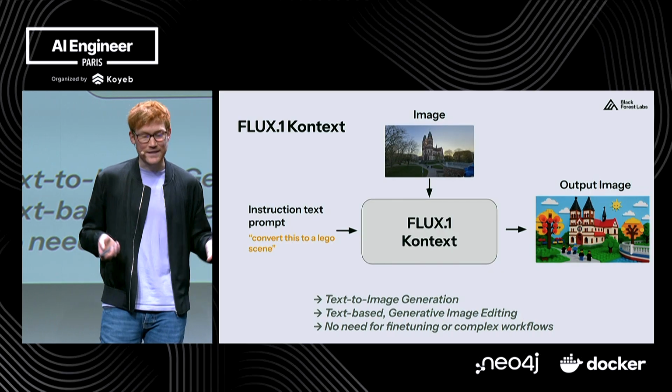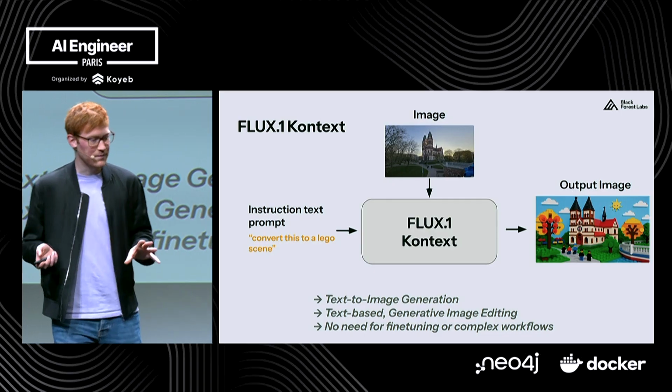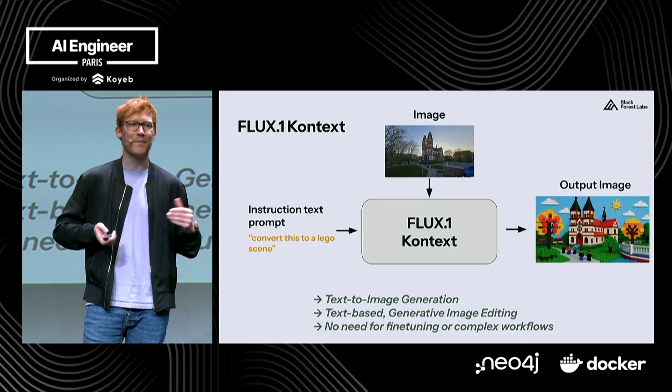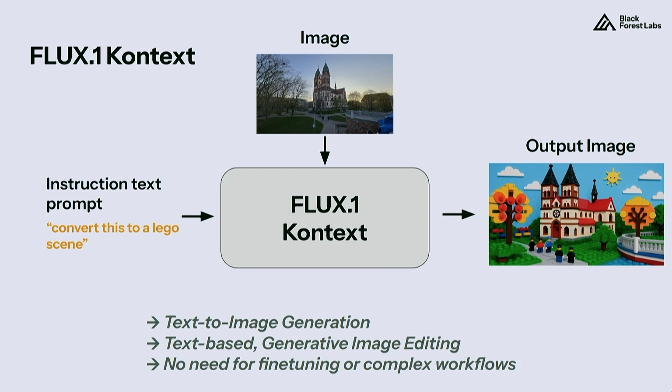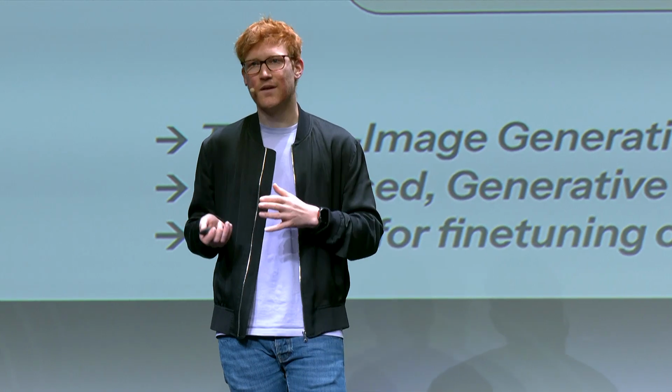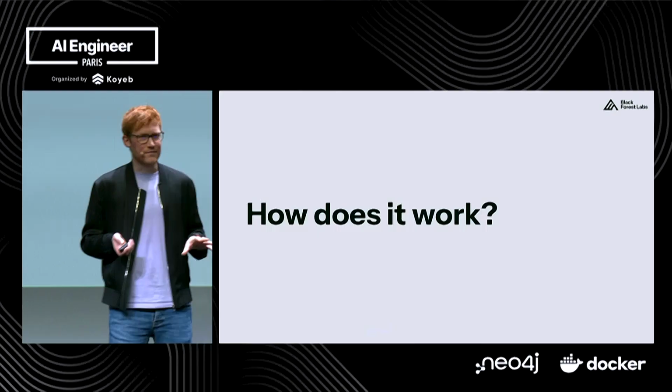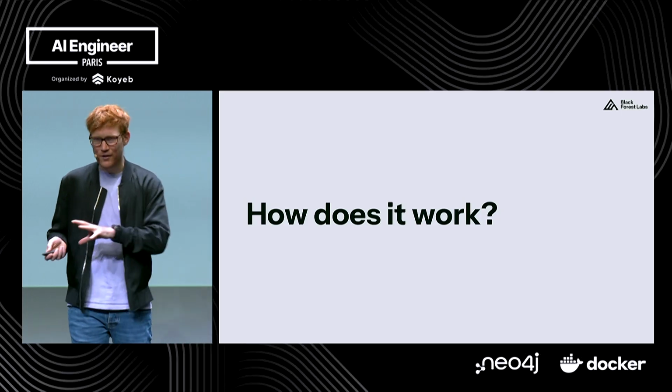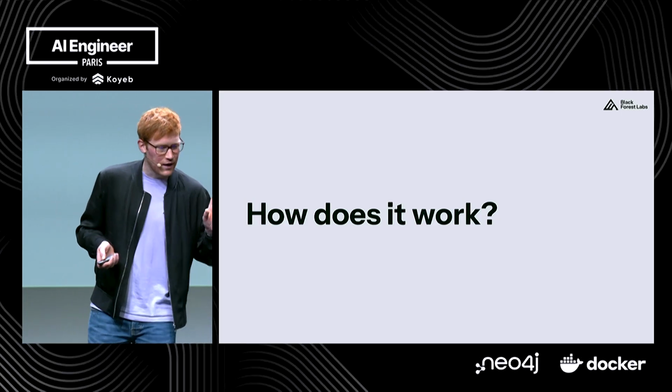Combining these two aspects in a single model is super important because it just gets rid of very manual fine-tunes or complex workflows that we had to do before. So this is, again, text-to-image generation and text-based generative image editing combined in one model, and we don't need to fine-tune anymore or add workflows, which was the primary means to get to these editing capabilities before we released the model. All right, I think this gives a bit of a glimpse of the impact. I'll also show you a live demo of the model later.